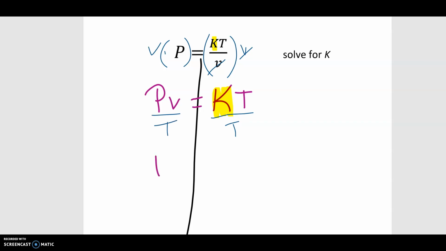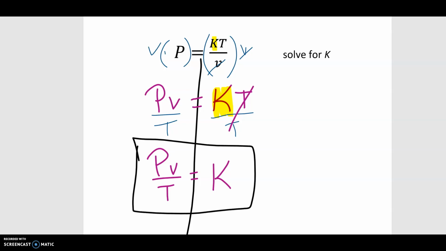So on the left side, that gives me p times v divided by t. And that is equal to, my t's cancel out because t divided by t is 1, so I'm left with just 1k. And that's my answer. I have k all by itself on one side of the equal sign. So we're doing the exact same steps.